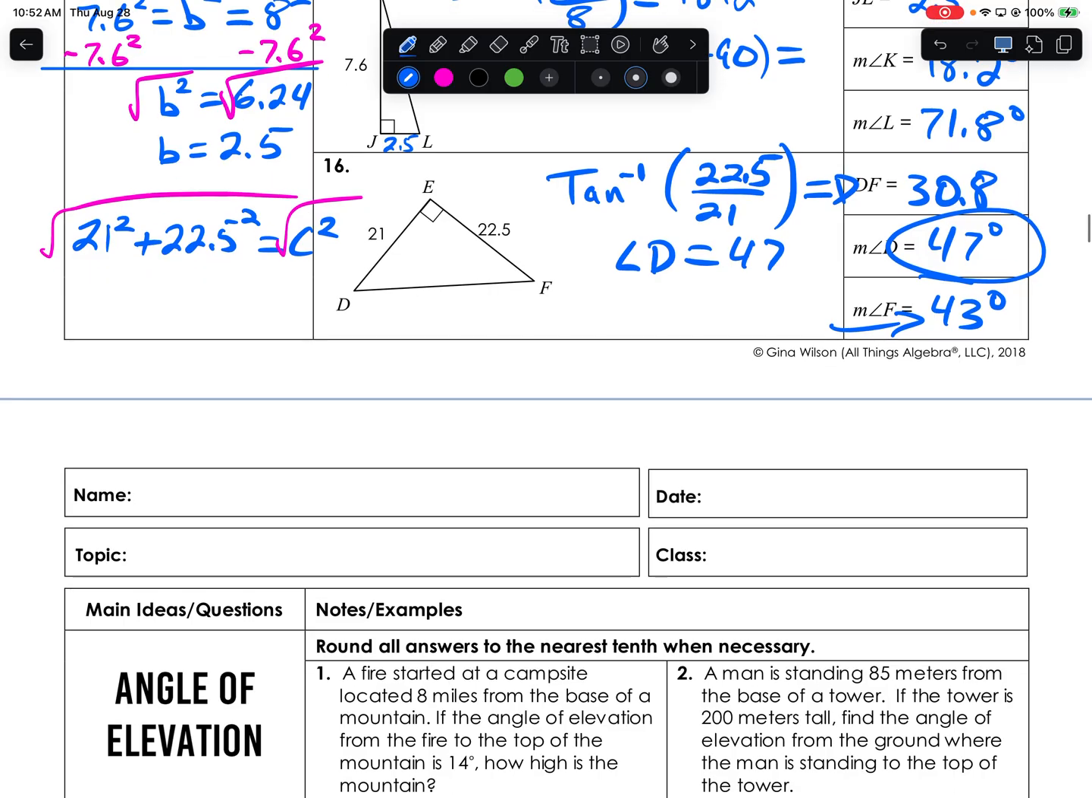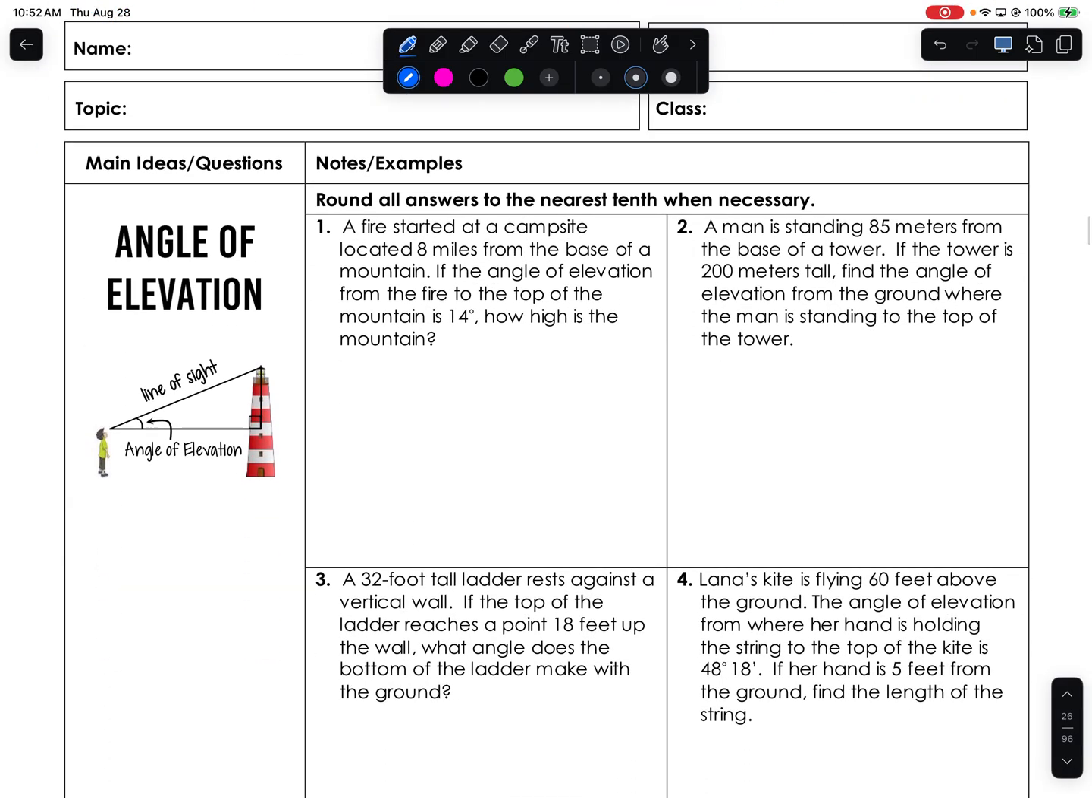So that's the kind of question I would put on a test because it gets everything in there, right? Pythagorean theorem, inverse, like everything we need. Okay, story problem fun. You love it. On to the story problems.